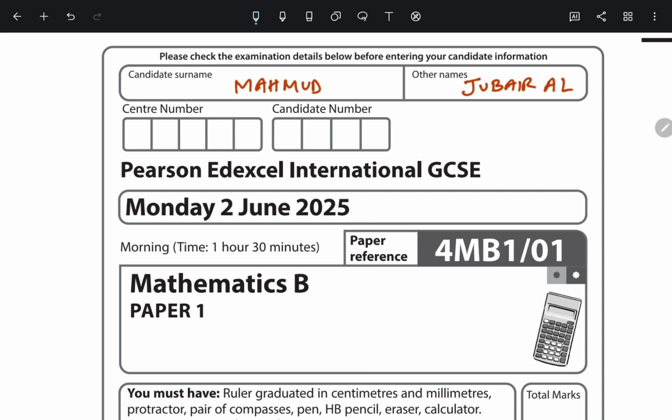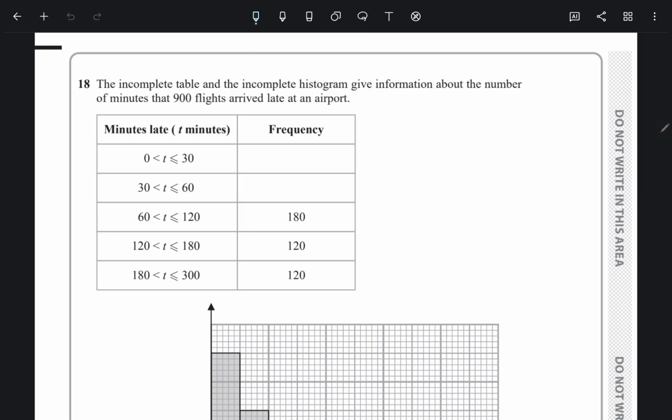We are continuing with the solution of the International GCSE Maths B June 2025, and we'll be solving questions 18 to 26 in this video. Question 18 says the incomplete table and the incomplete histogram give information about the number of minutes that 900 flights arrive late at an airport, and these are the range of your time, and that's the frequency.